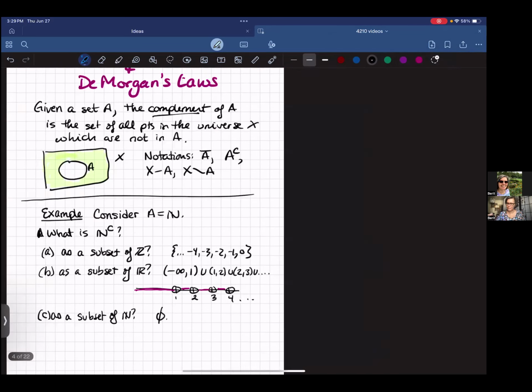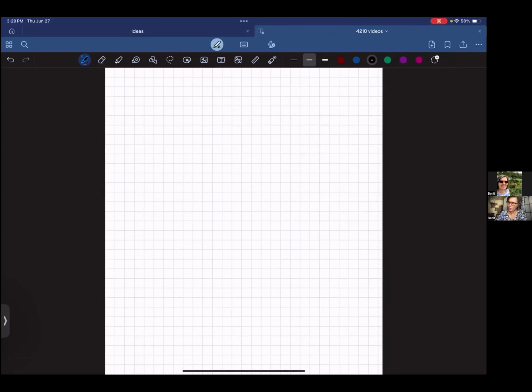Okay. So now let's just talk about DeMorgan's laws a little bit. So DeMorgan's laws, let's just think about them first for two sets. So let's let A and B be two sets in a universe X.